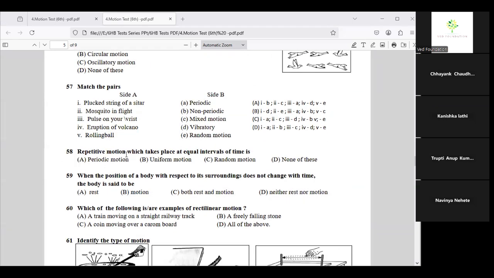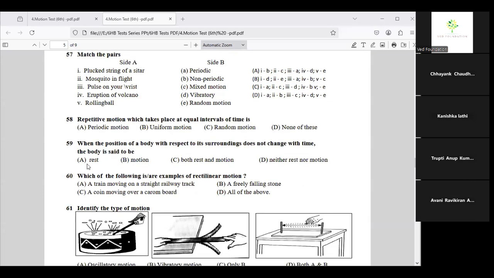58. Repetitive motion which takes place at equal intervals of time is, A periodic motion, B uniform motion, C random motion, D none of these. And correct answer is option A, periodic motion. Repetitive motion which takes place at equal intervals of time is called periodic motion.